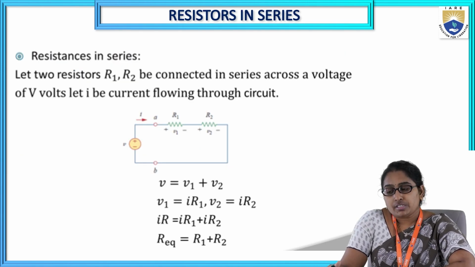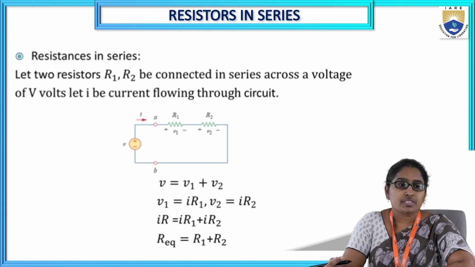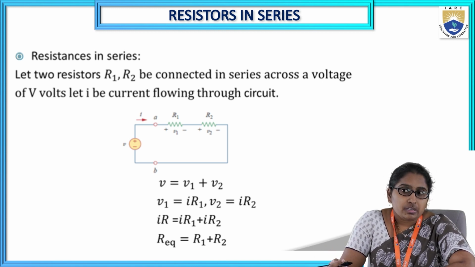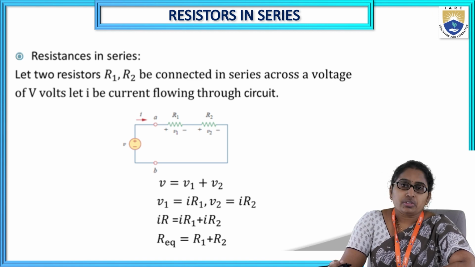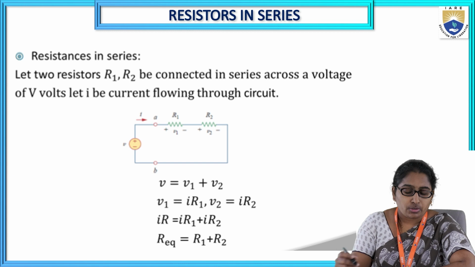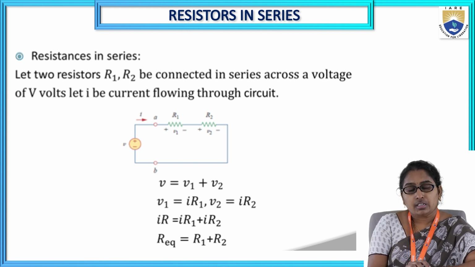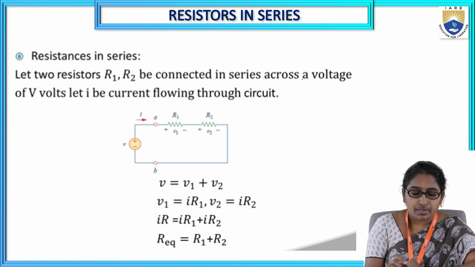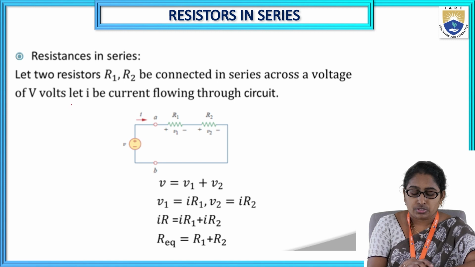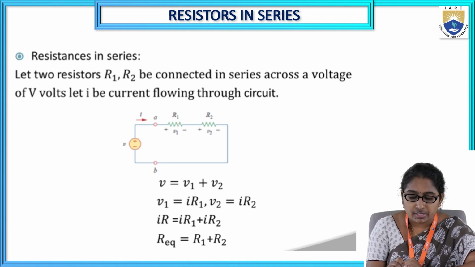Next, when resistors are connected in series. We know what a series circuit means. Then when a number of resistors are connected in series, what is the equivalent resistance? Based on our knowledge of series circuits, consider 2 resistors R1 and R2 connected in series across a voltage V, as shown.